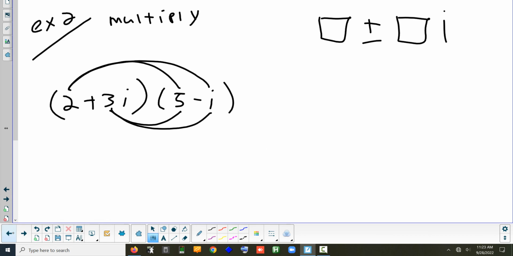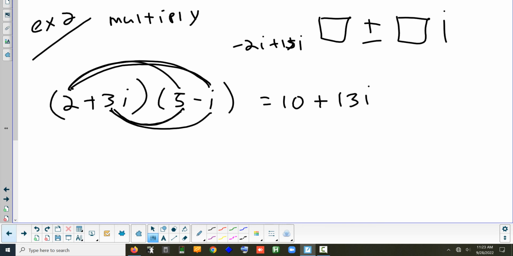2 times 5 gives me 10. What's that part? Negative 2i. And the inner? 15i, which is 13i. That was 5.